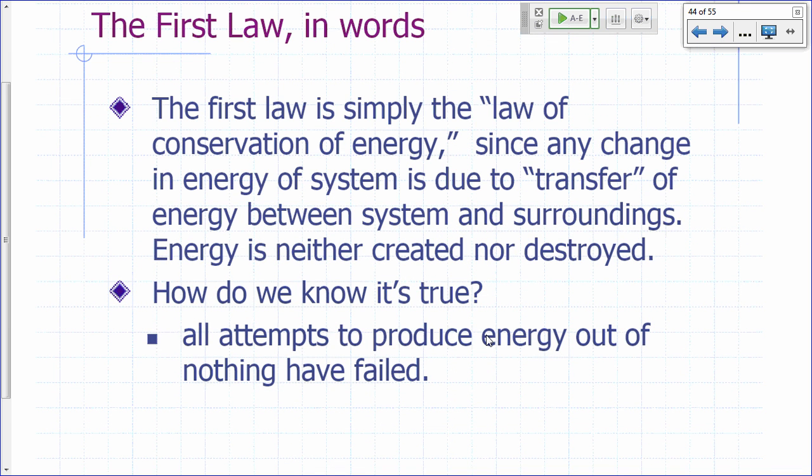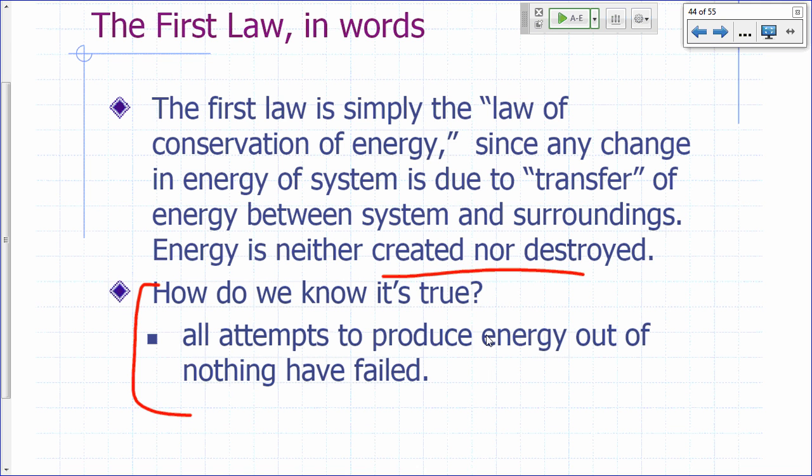So the first law can also be stated as simply the law of conservation of energy. It's really nothing more than saying that the energy of the universe is constant. Okay? It's a law of conservation of energy because by definition, how did we define heat and work? Heat and work we define as just energy that's transferred from surroundings to system. So what we're really saying is energy is just being transferred in the universe from one place to another. You don't destroy it, you don't make it, you just transfer it from one place to another. Okay? So energy is neither created nor destroyed. How do we know this is true?